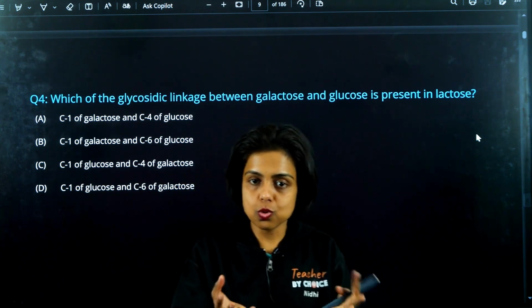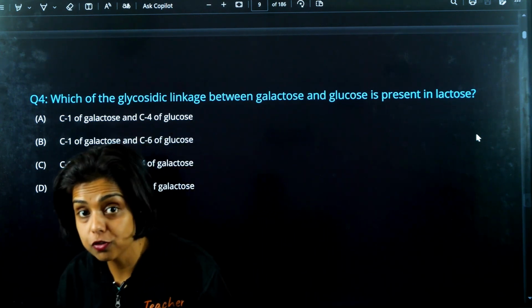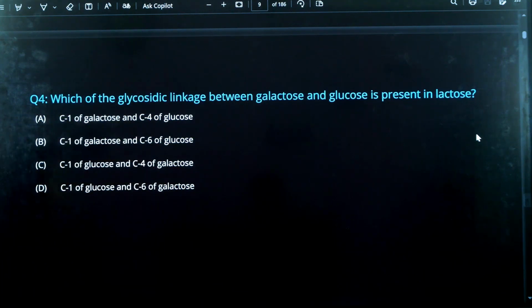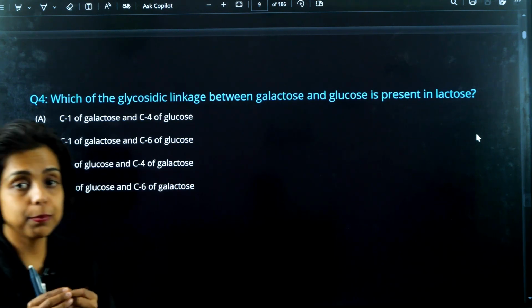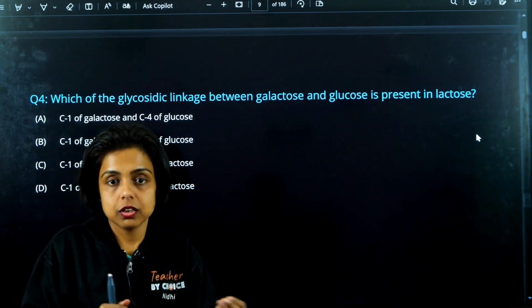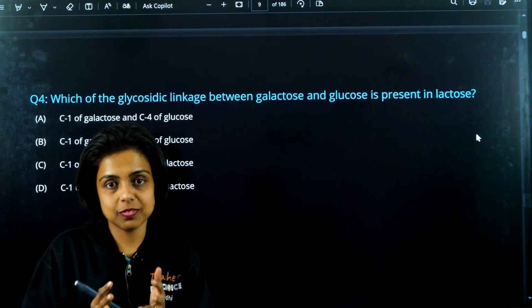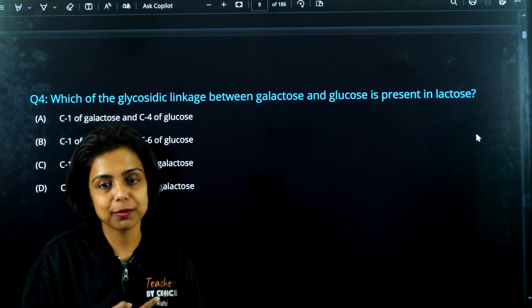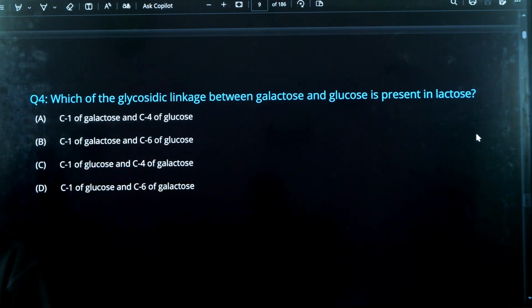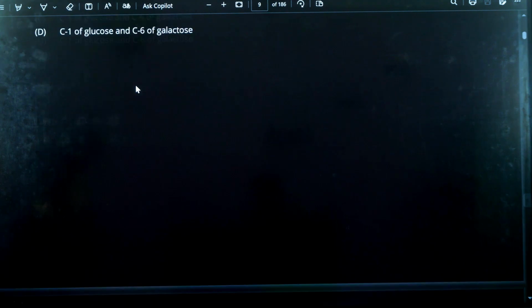So galactose and glucose have similar structure except their configuration; they are stereoisomers around carbon 4. So how are they joined, guys? Question number 4, from biomolecules: the first carbon of galactose is joined with the 4th carbon of glucose. The OH on the first carbon of galactose and the OH on the 4th carbon of glucose combine, lose water and form a glycosidic linkage. So the answer will be C1 of galactose and C4 of glucose.